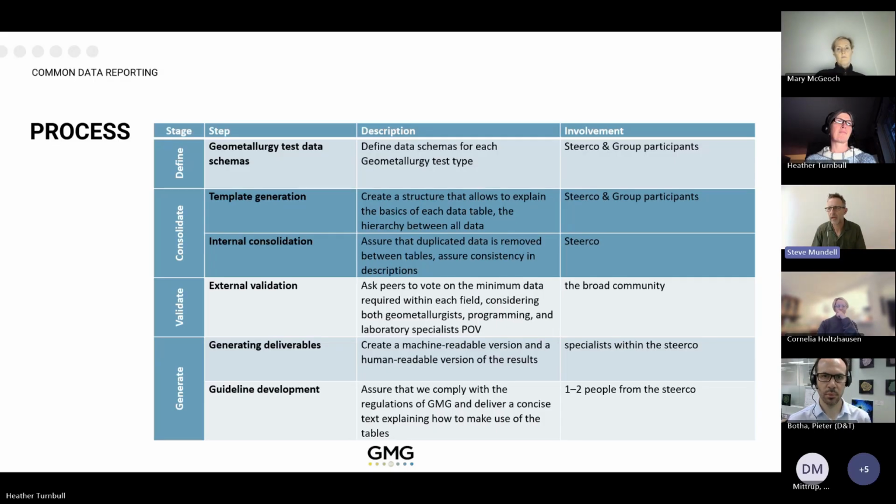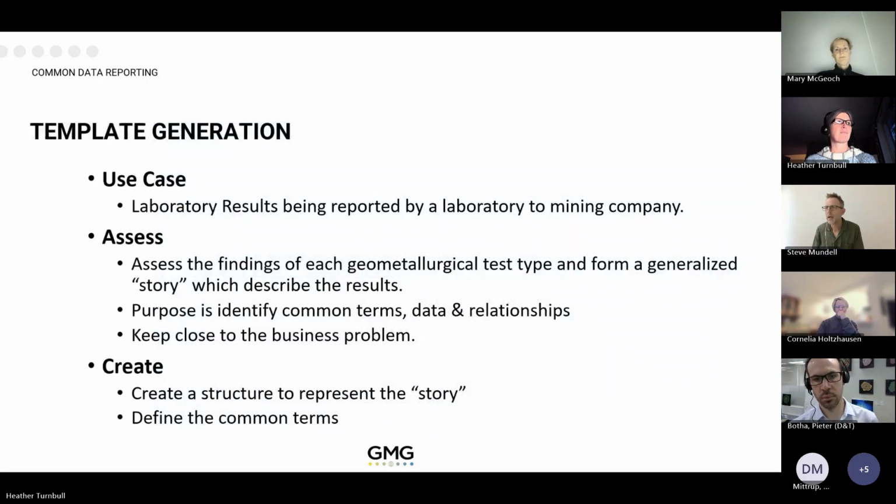Now we're in this stage of consolidation, which is this convergence thinking of generating a common structure that's able to describe everything that we've learned. So next slide, please. Okay, so this template generation phase that we've gone through was very challenging at the start because of the scope of everything that we had learnt.